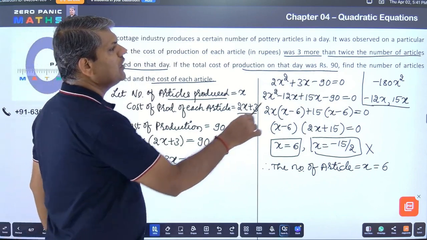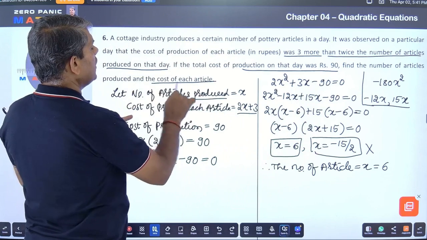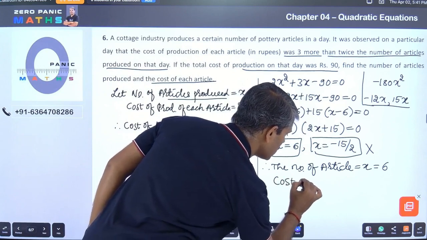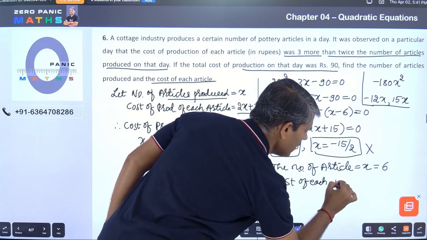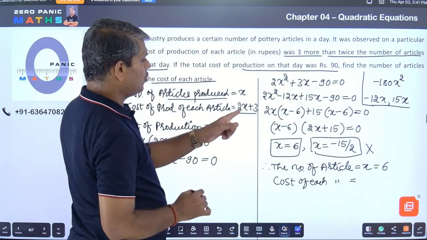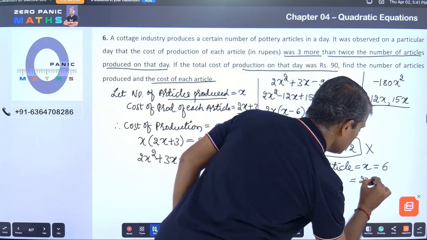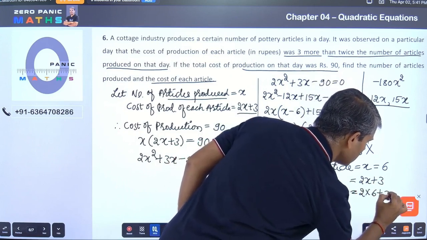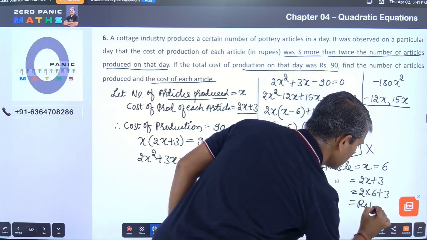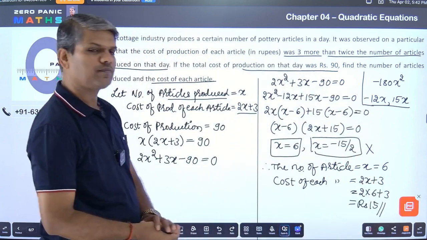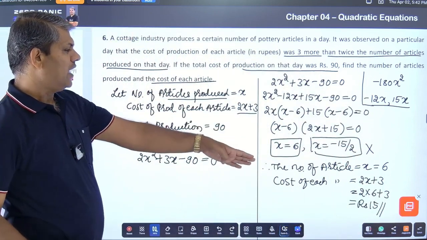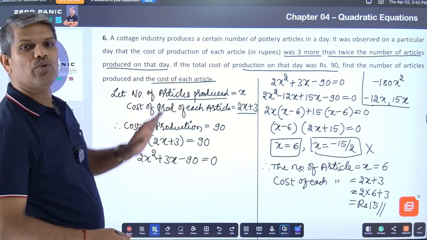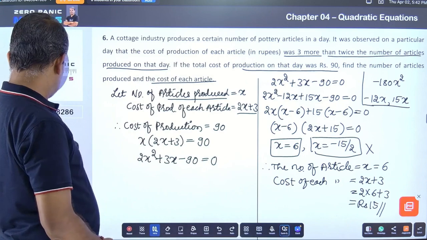And what else is asked? The number of articles and the cost of each article. The cost of each article is 2x plus 3 in our equation. So with x as 6, it is 2 multiplied by 6 plus 3, which is rupees 15. So this is the solution: the number of articles is x equal to 6, and the cost of production of each article is 15 rupees, for this problem.